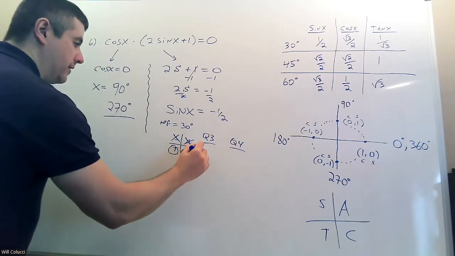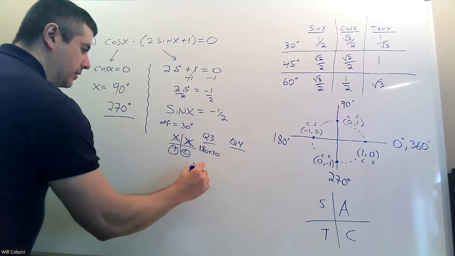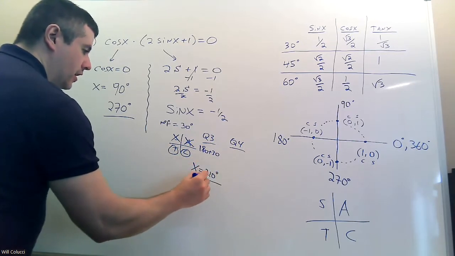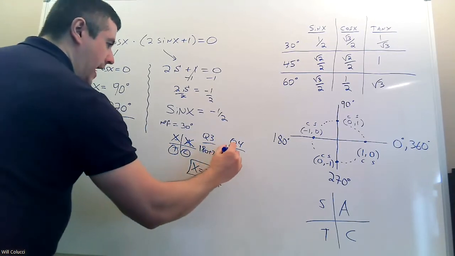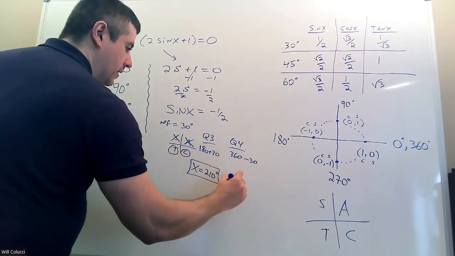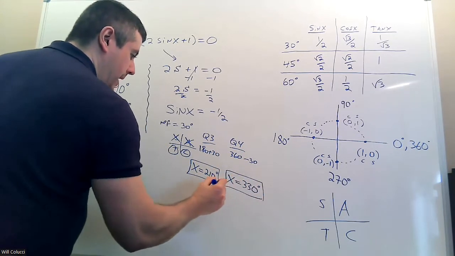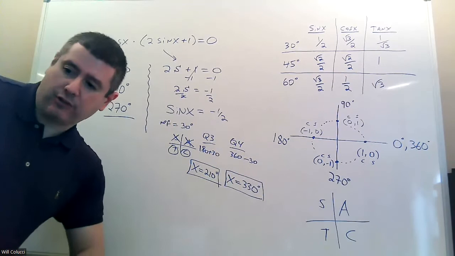In Q3, you're going to take 180 and you're going to add 30. That gives me 210. Quad 4 is the easy one. You're going to just subtract from 360. Take 360 minus 30, and that gives you 330. One of the biggest mistakes I see people make is they start getting cute. They start using 90s and 270s.